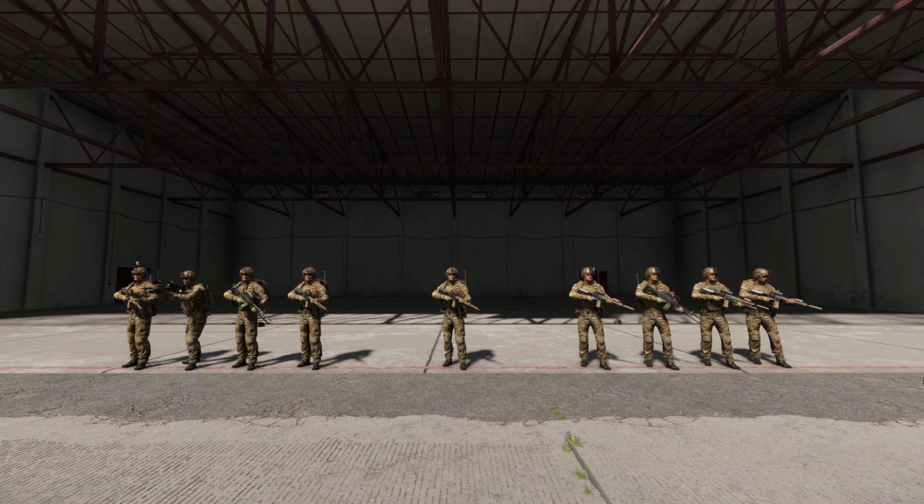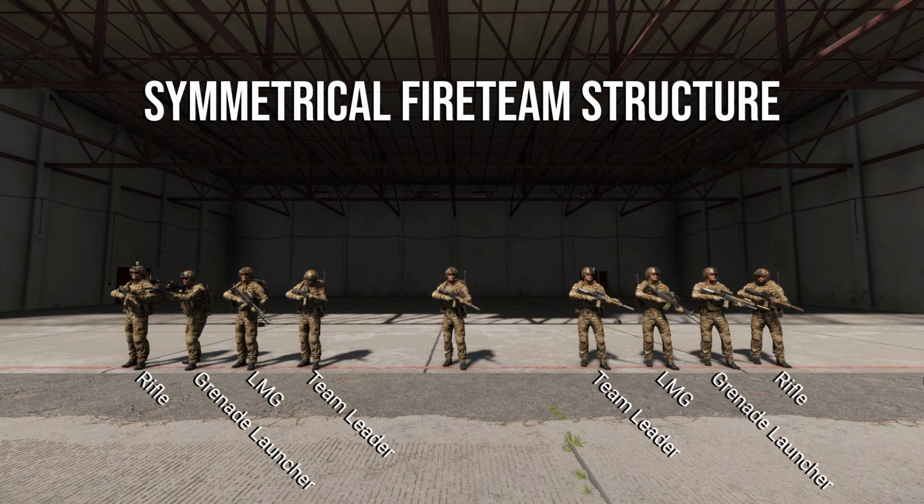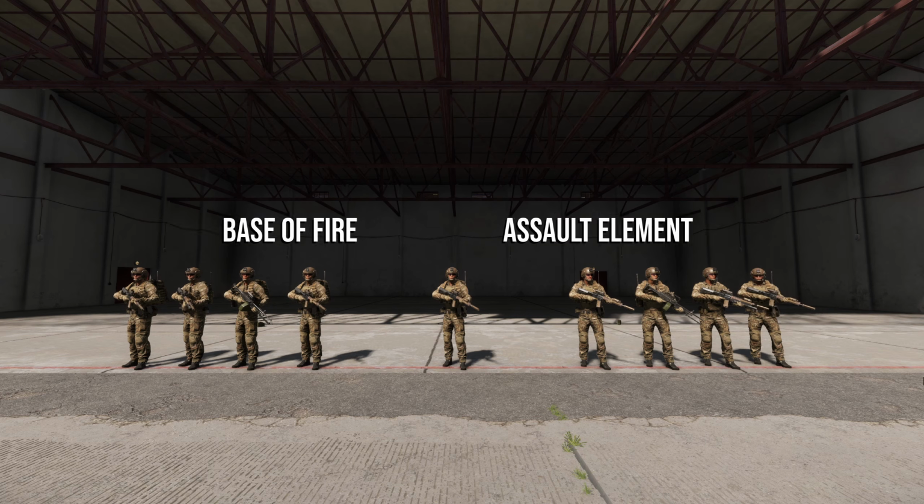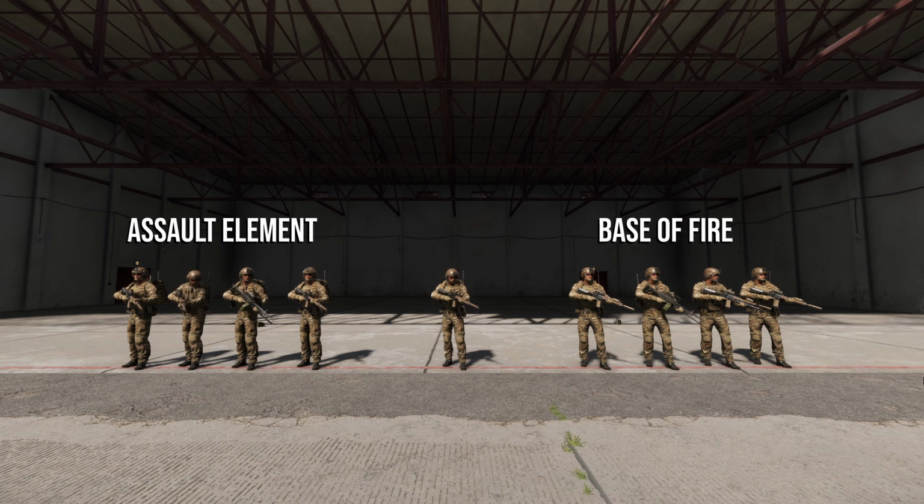For example, if your squad consists of 2 fire teams, it could have a symmetrical organization where each team has an identical size and loadout, as is the case in most modern Western militaries. This allows for each fire team to have a degree of flexibility, able to act as the base of fire or the assault element, or swap between the two according to the situation.